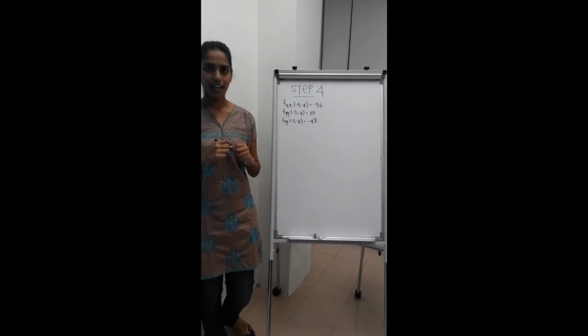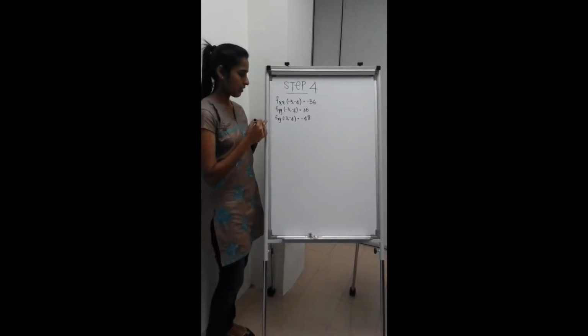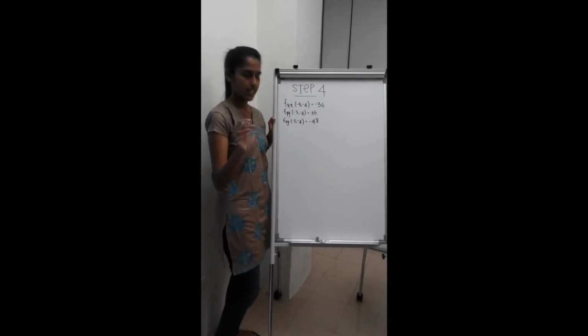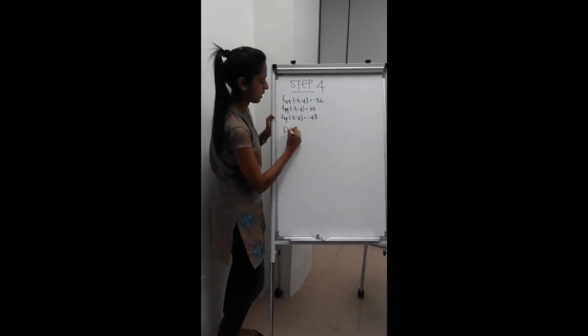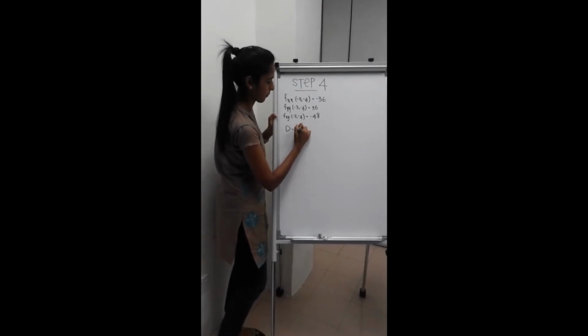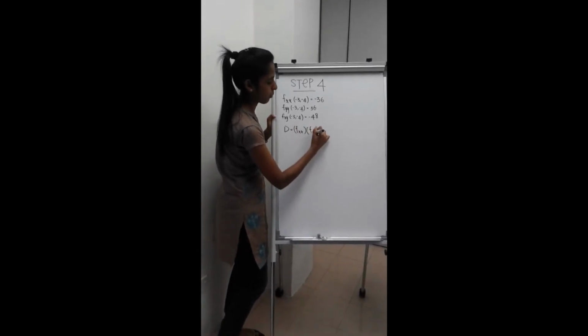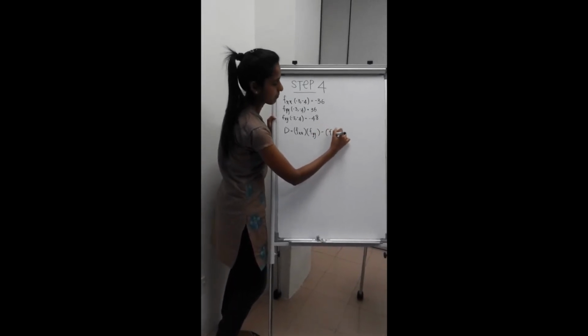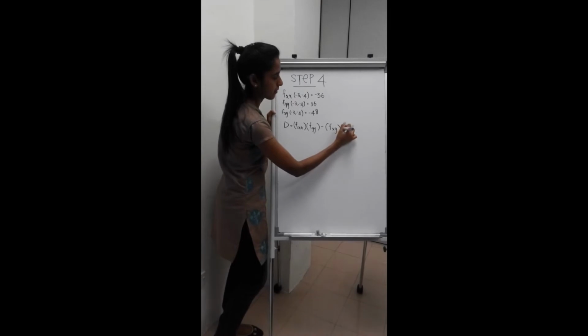Okay, now I will find the value of D. So the formula for D is D equals fxx times fyy minus fxy squared.